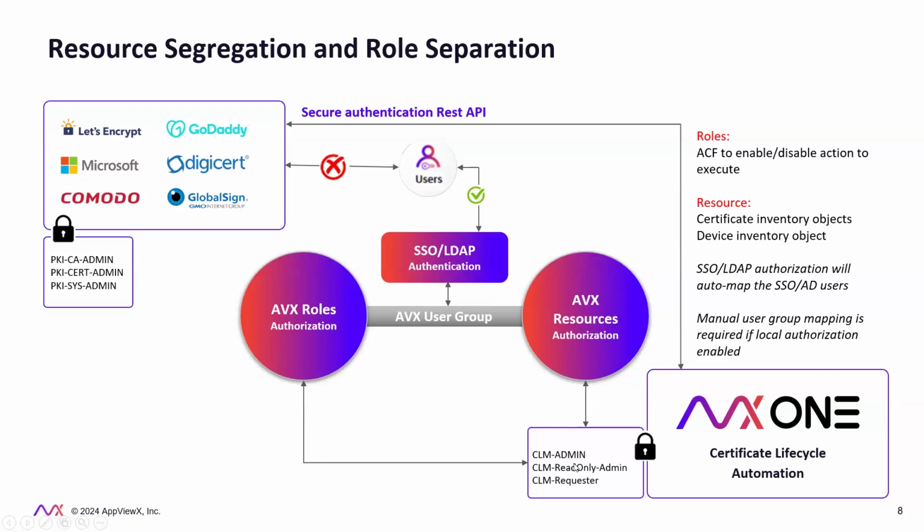We recommend having three primary roles for any new onboarding that we do. One is the CLM admin, who has complete access and can perform any action end to end. The second one is the read-only admin role, where they can perform only reporting and auditing kind of tasks. And the third one is the CLM requester, who is restricted from any admin level access in the CLM. They are allowed to perform only the day-to-day certificate request, renew or revoke functionality. So these are all the roles and resources that are defined, and with this, you can define the resource segregation and role separation.